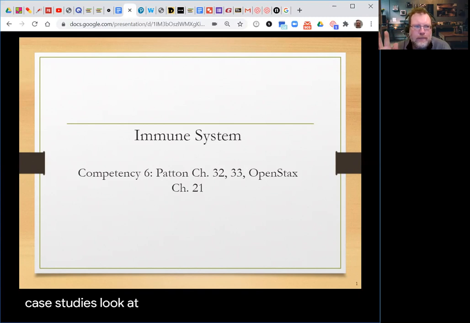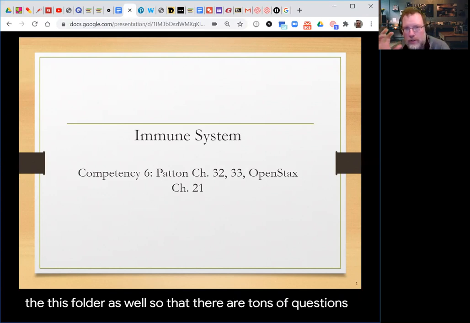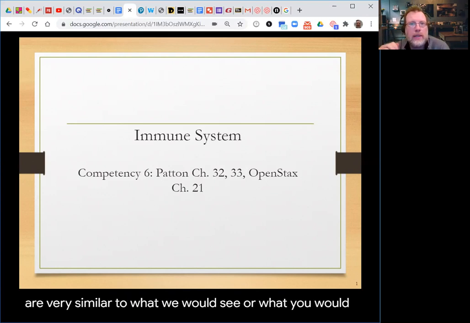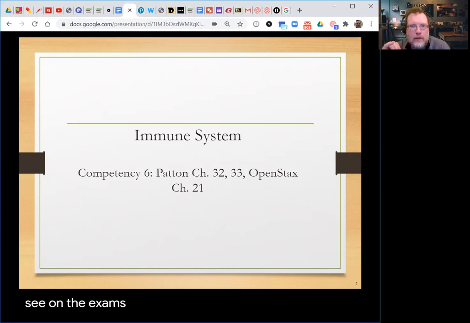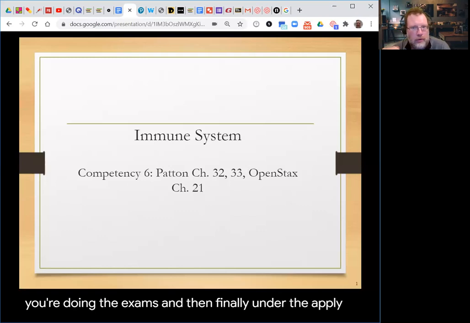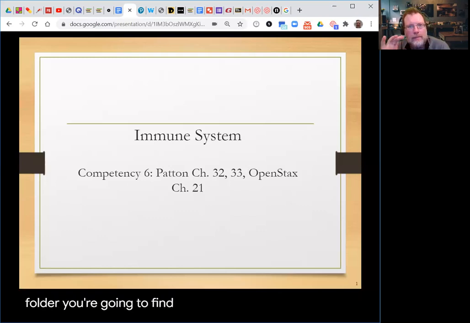and look at, there should be a link for Quizlets in the practice folder as well, so that there are tons of questions very similar to what you would see on the exams. The PhysioExs will also help you when you're doing the exams. And then finally, under the apply folder, you're going to find links to those documents in Google Docs that will have examples of the types of questions you'll see.